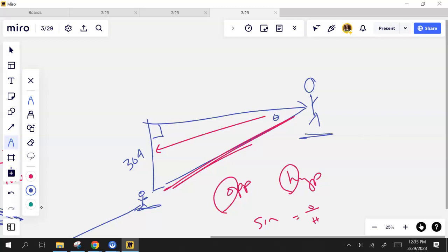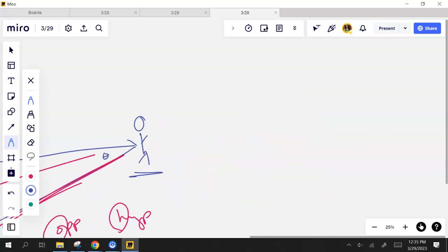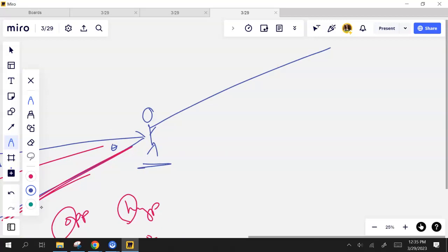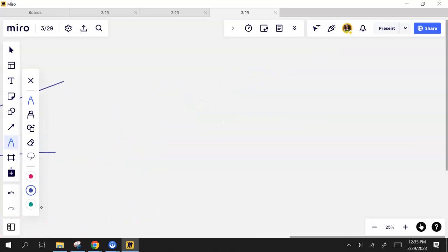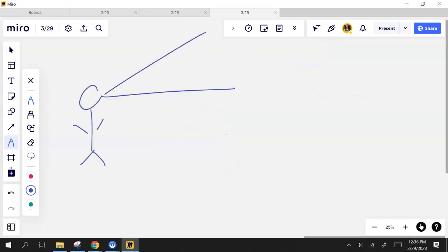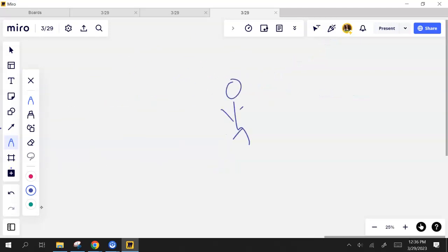Theta is always at your person. So if he's looking up, this is theta. That's your angle of elevation. You draw the way he's looking. He's looking up, and then you draw a horizontal line from his face. When he's going down, he's looking down, and you still draw a horizontal line from his face. That's always theta. Where's eyes? Yep.